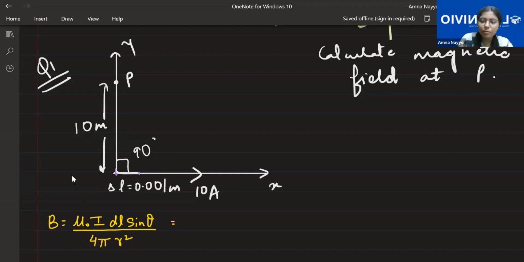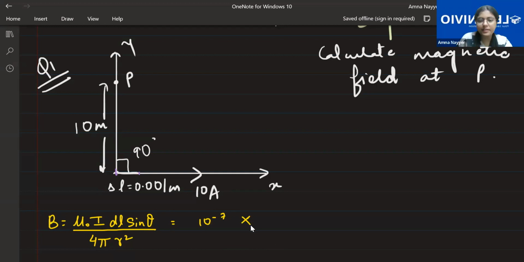Look, mu naught by 4 pi is a value we discussed. I don't know if we discussed it, let me check. Check in your notes. Yeah, it's 10 to the power minus 7. If only mu naught you have to write, you can write it as 4 pi into 10 to the power minus 7. When it is mu naught by 4 pi, then that will be 10 to the power minus 7.